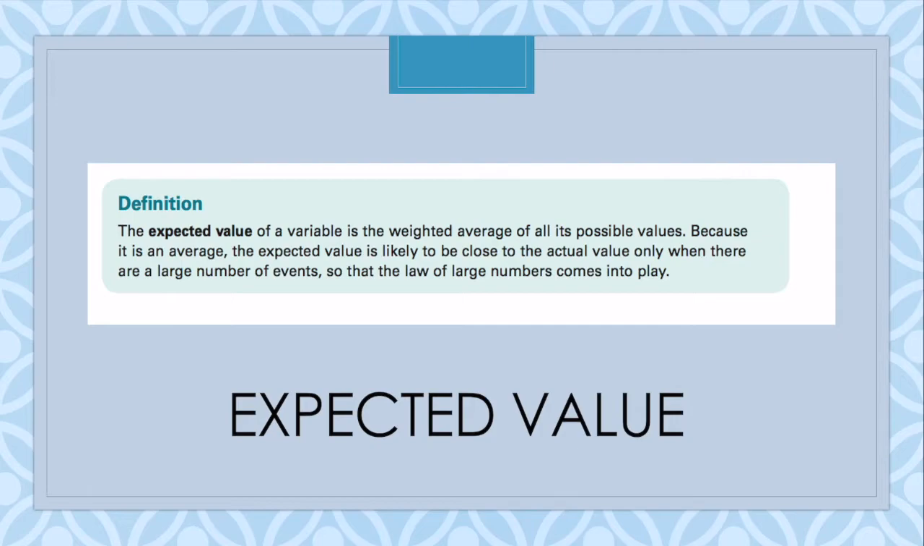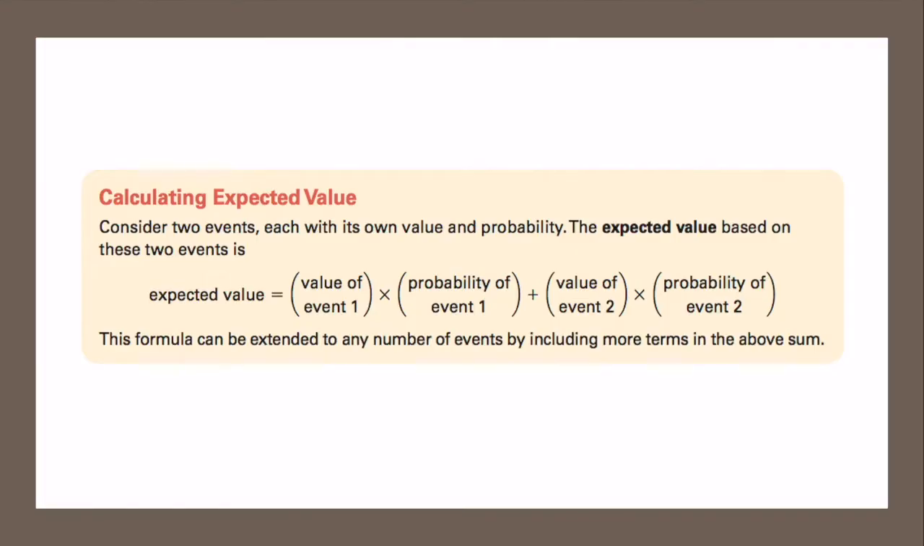The expected value of a variable is the weighted average of all its possible values. So because there's an average, this is kind of similar to weighted mean, except now we're working with probabilities. Because there is an average, the expected value is likely to be close to the actual value only when there are a large number of events. Okay, so that's when the law of large numbers can really come into play. So much as this is very similar to weighted mean, we take the value of an event times the probability of its occurrence. And this can be extended to many, many more terms.